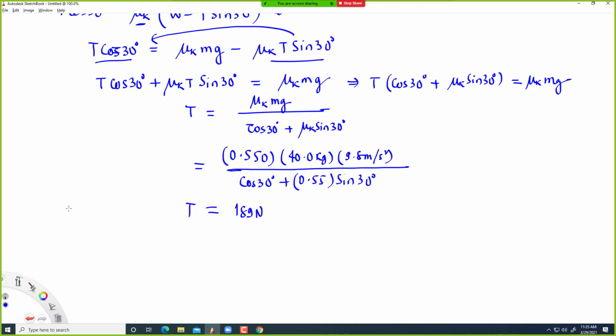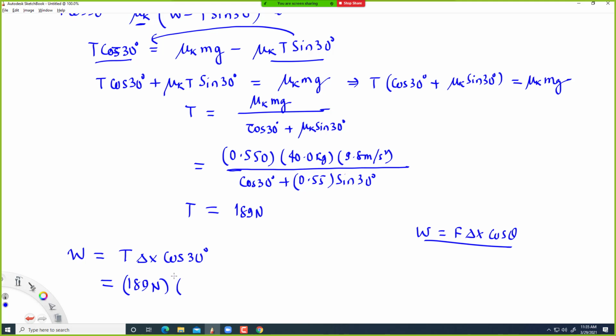Once you have tension, now you can find work. Work is the tension, because the person applies the force through the tension, times displacement, times cosine 30 degrees. Work is defined as F delta x cosine theta, and that's what we are using here. So tension is 189 Newton, displacement 7 meters, cosine 30 degrees.